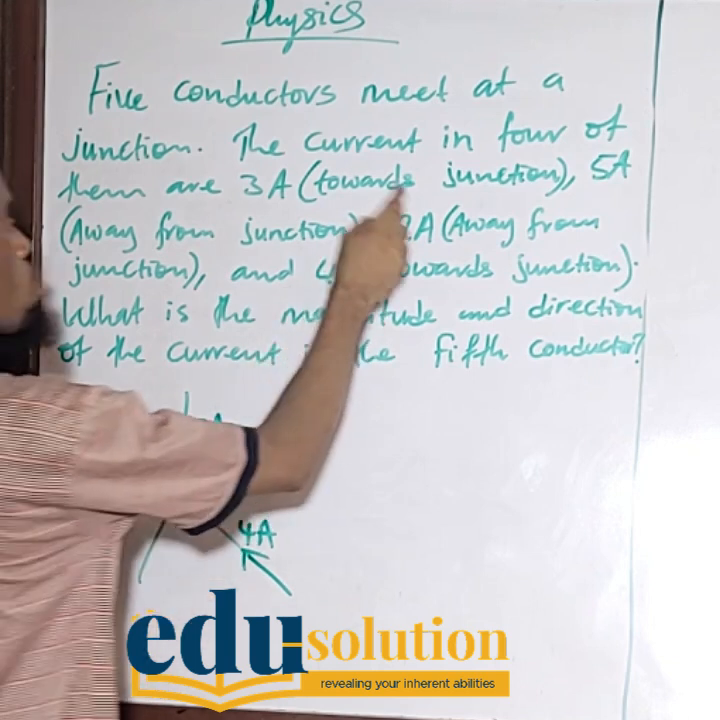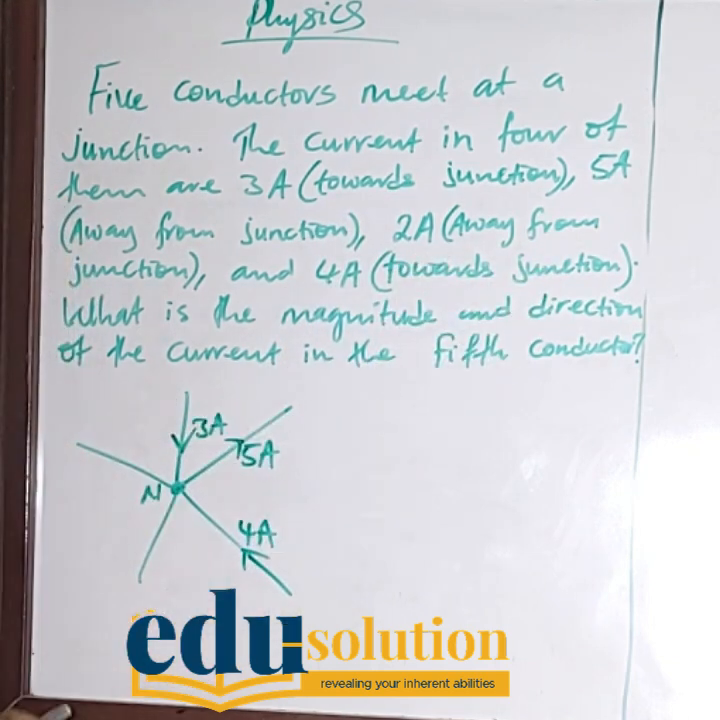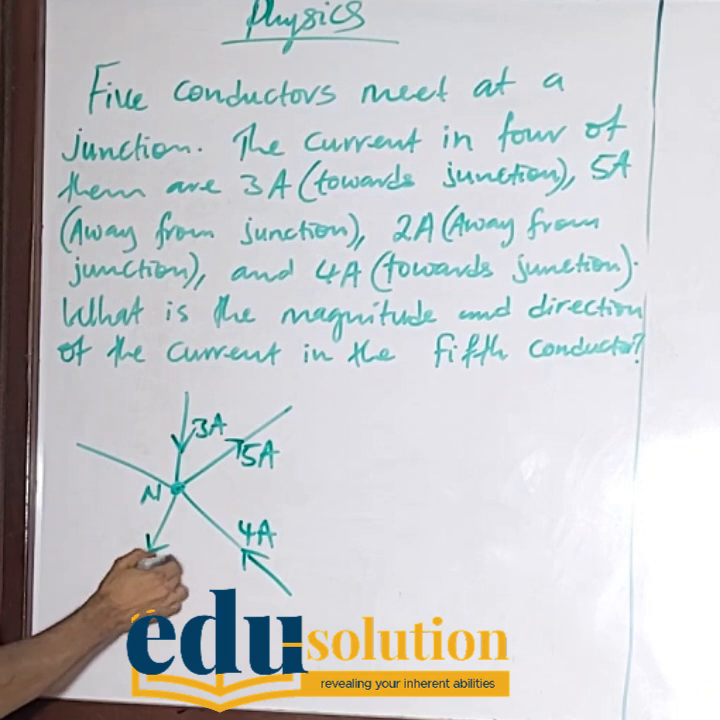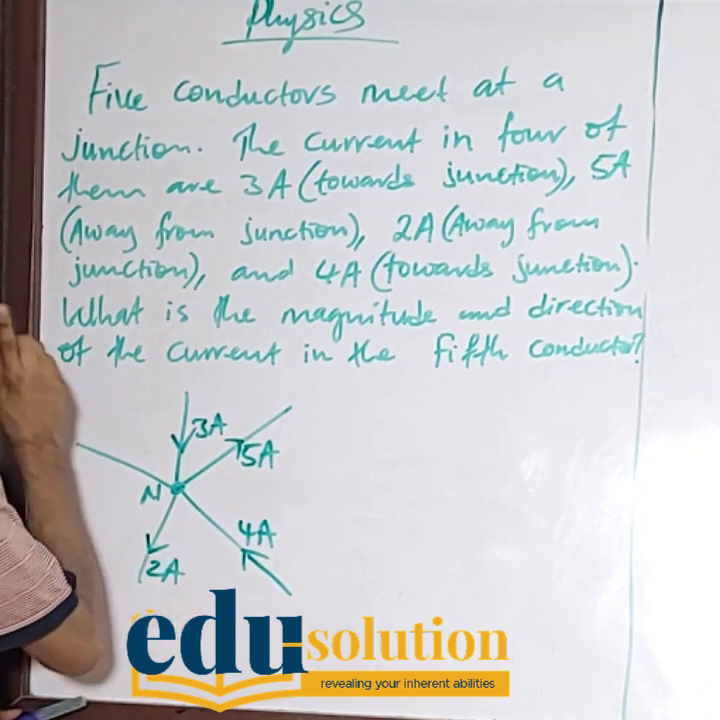I think I skipped that. So 2 ampere away from the junction. This is leaving. We have 2 ampere away from the junction, and the last one, that's what we don't know.